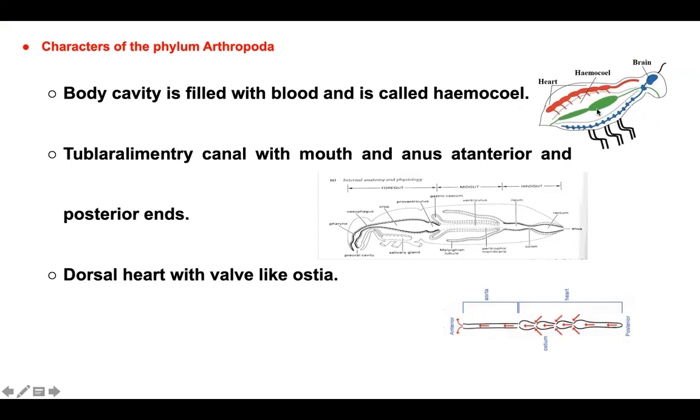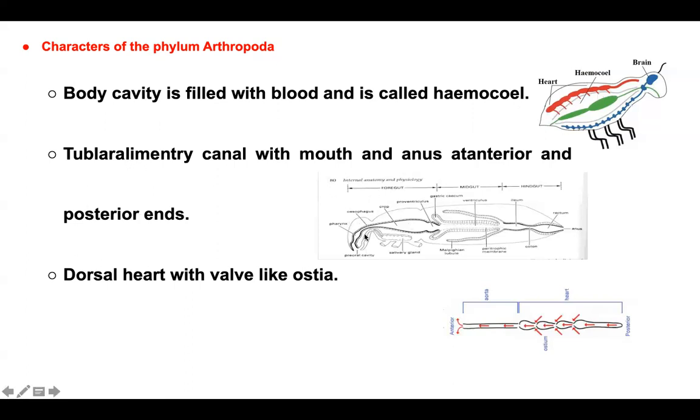Like in human beings, blood flows through veins and arteries, but here it flows inside the body. They don't have a closed circulatory system; they have an open circulatory system.